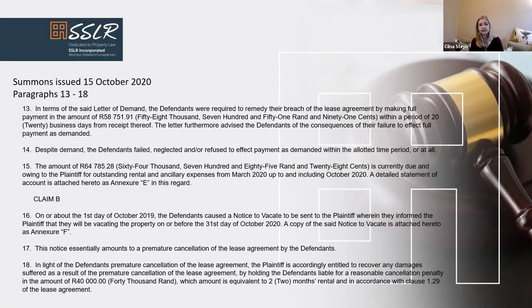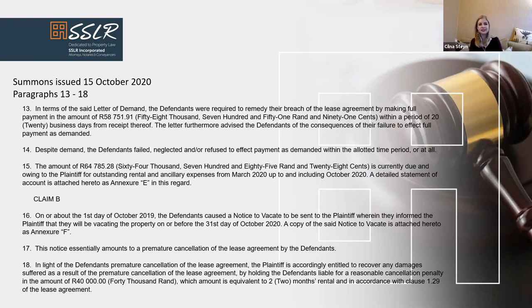Then we say this was essentially a premature cancellation by the defendant. In light of the defendant's premature cancellation of the lease agreement, the plaintiff is accordingly entitled to recover any damages suffered as a result of the premature cancellation of the lease agreement, by holding the defendants liable for a reasonable cancellation penalty in the amount of 40,000 Rand, which amount is equal to 2 months rental in accordance with clause 1.29 of the lease agreement.